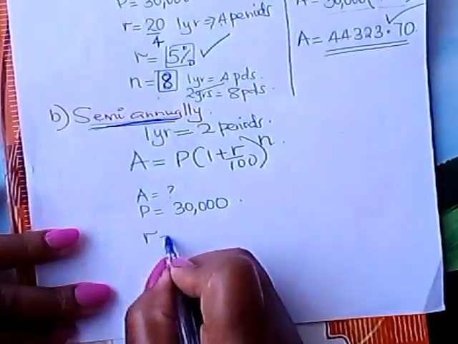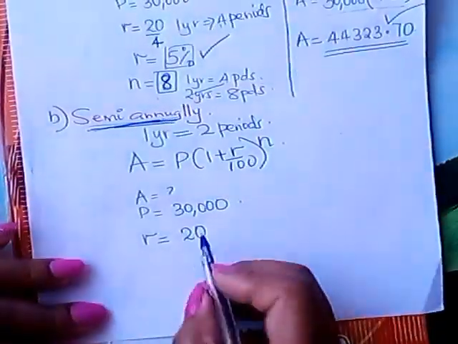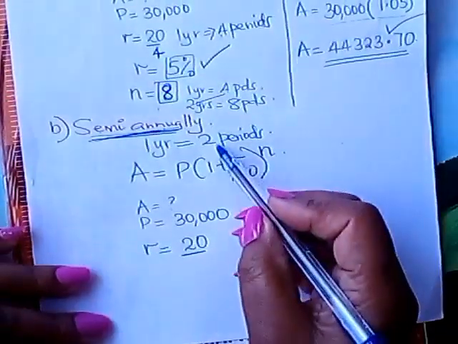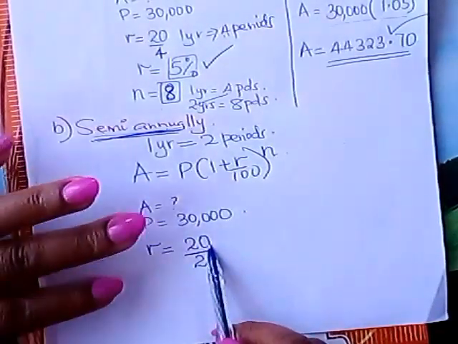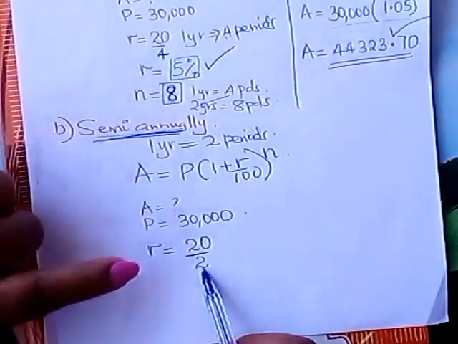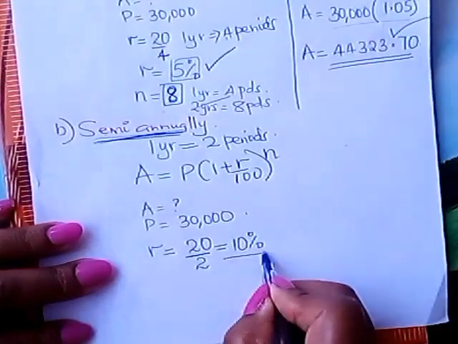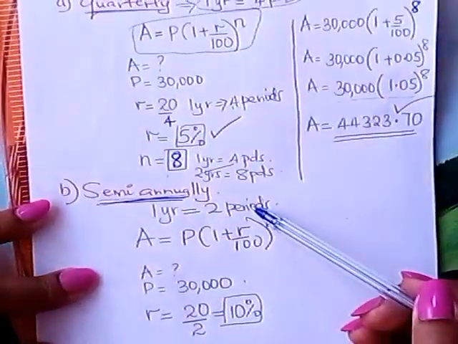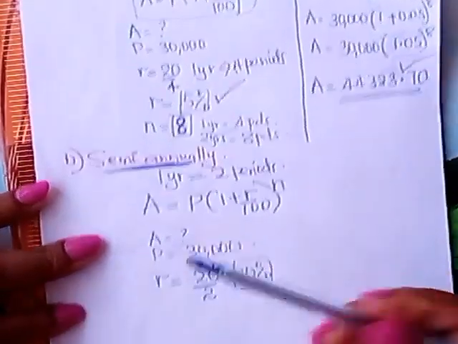What is our rate this time? The rate per year was 20%, but now it is divided into how many parts? Into 2 periods, and therefore you divide by 2. This is the rate per year, and therefore you divide by the 2 periods so that you get the rate per period. The rate per period, Lana, will be 10%, and that is our new R.